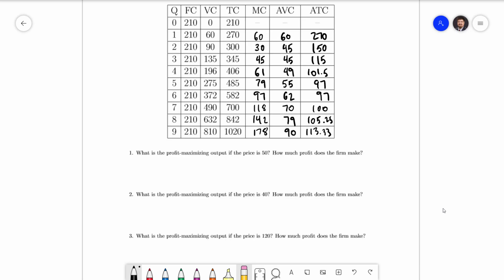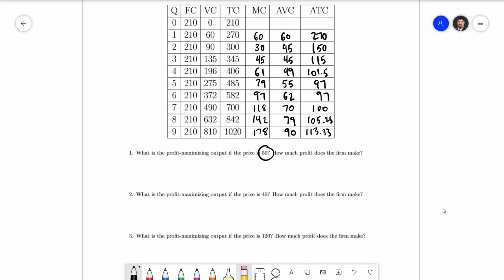Now that we have our chart filled out, we can answer our questions. We have 3 different scenarios with 3 different market prices. First, we need to check if our price is above the minimum of the AVC. If it's below, then we need to shut down. If not, we increase output as long as price is greater than marginal cost.